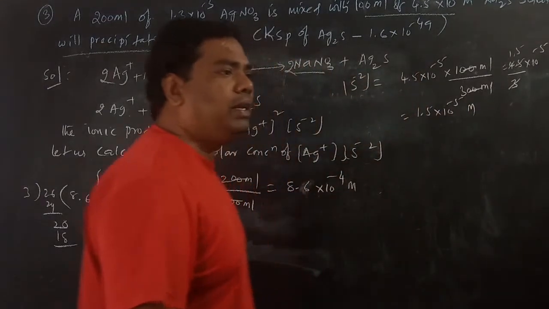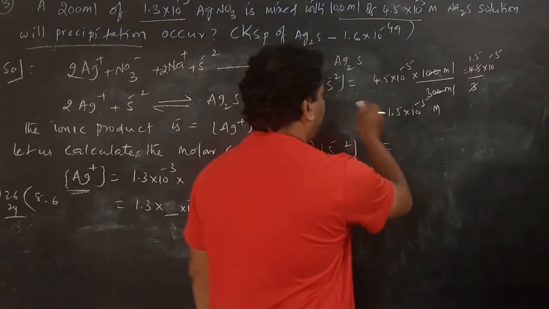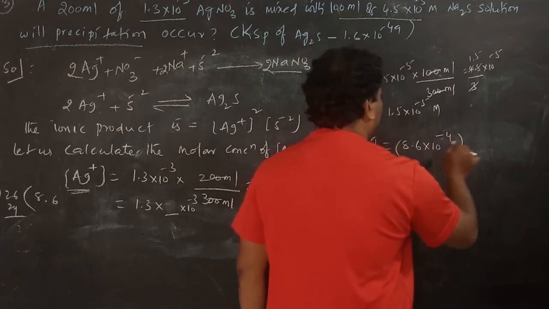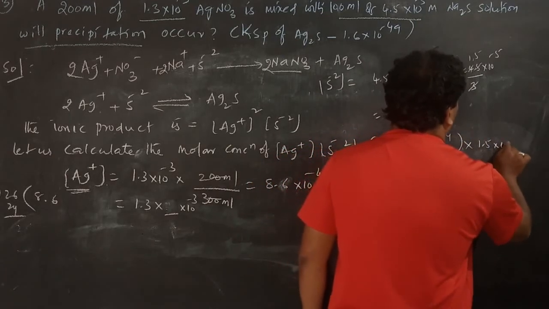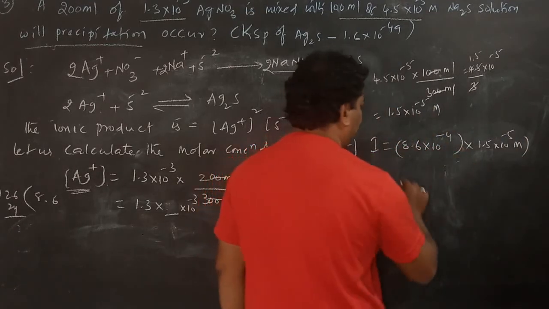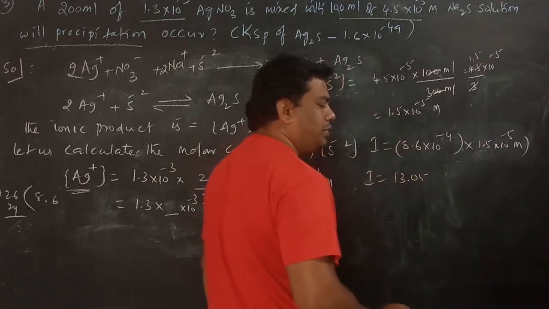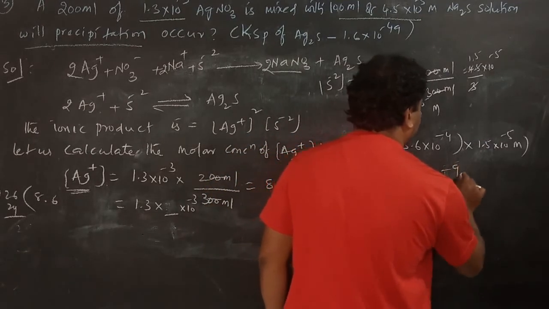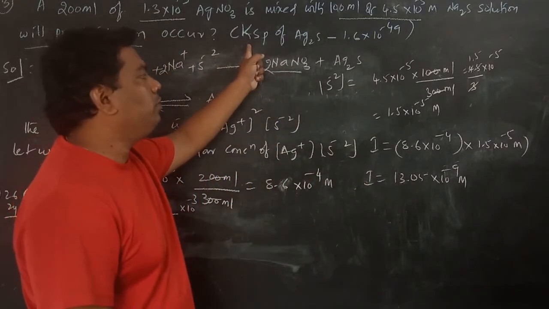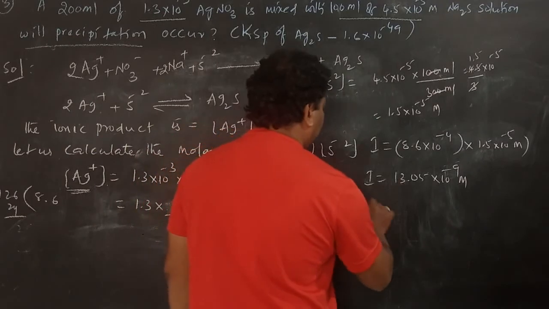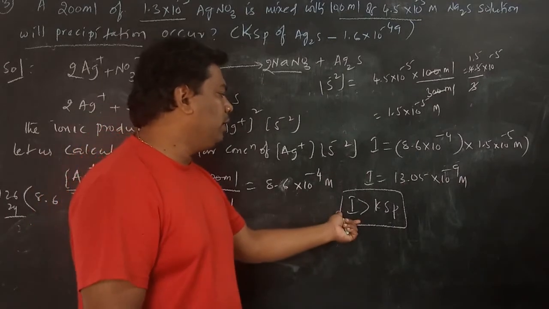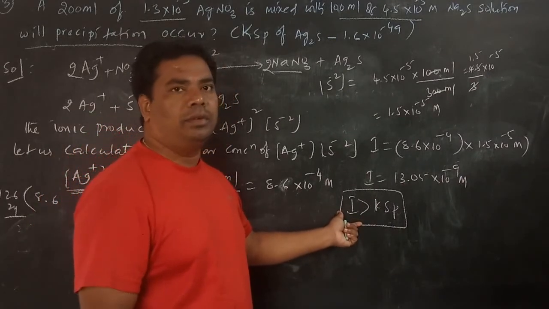Now we multiply 8.6 × 10^-4 with 1.5 × 10^-5 molar concentration. Multiplying these two, we get approximately 13.05 × 10^-9. When we compare this to the solubility product, the ionic product value is greater than the solubility product.